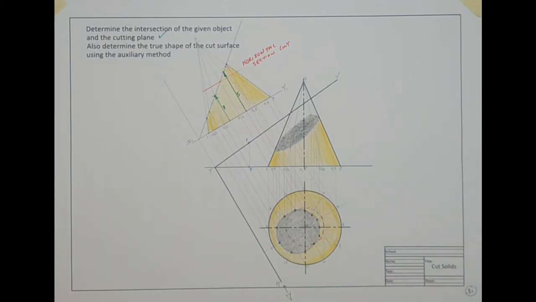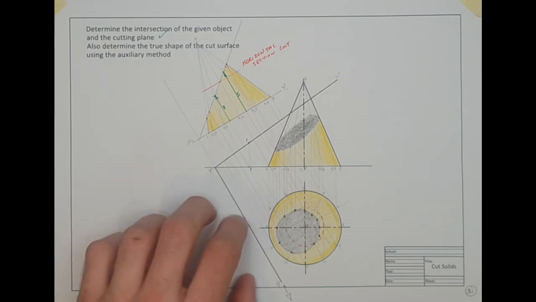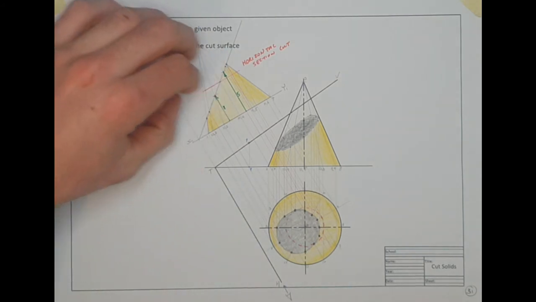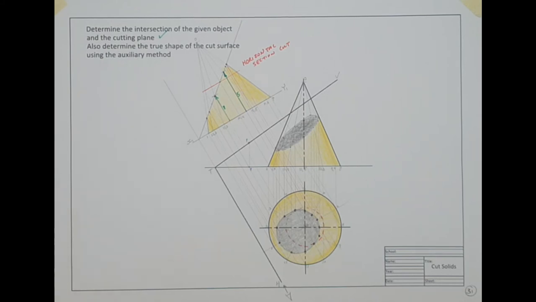Using the auxiliary method is quite simple. There's absolutely no issue at all with it. Space can sometimes be the issue with either method. If you have no space left down here, an auxiliary might be more suitable. If you have no space up here, your rabatment is more suitable. So, same results, two different methods. Let's go with what they asked. We want to use the auxiliary method to find the true shape of the cut surface.